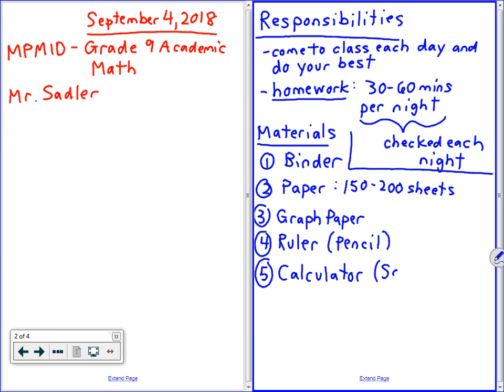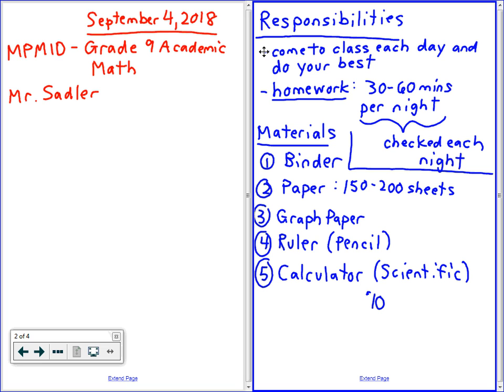Which we want to be a scientific calculator, and those cost about $10. I had the same calculator when I was in grade 9 until I started teaching, and then I lent that calculator to a student and I never got it back. So bring yourself a calculator. You're an academic student, so it's a requirement for the course. It will also be a requirement for grade 10, 11, 12. If you take good care of your stuff, you can hang on to it all the way through.